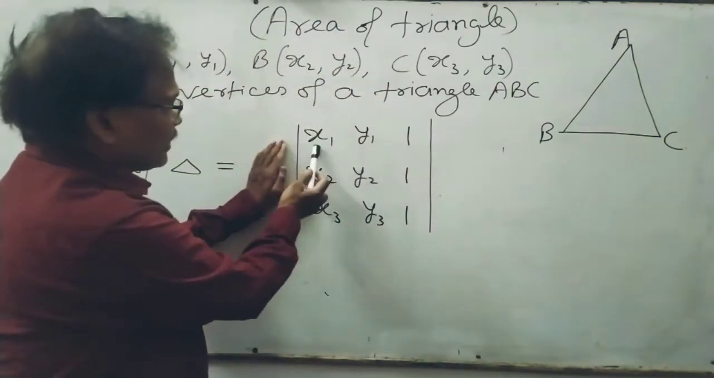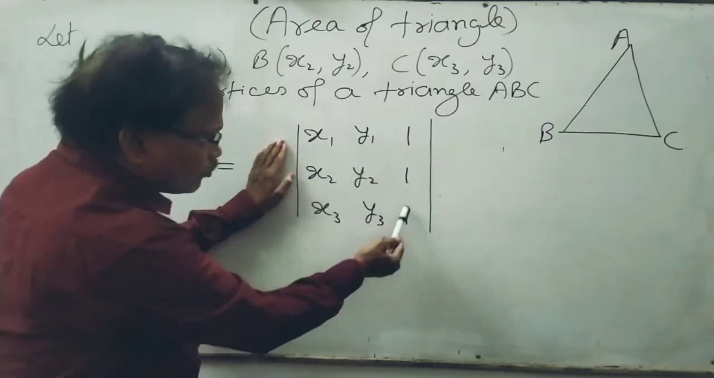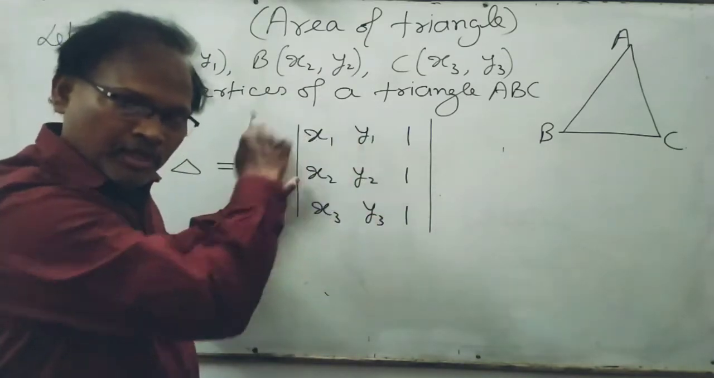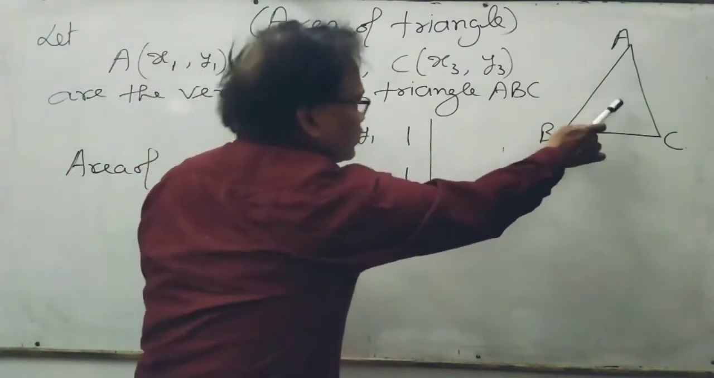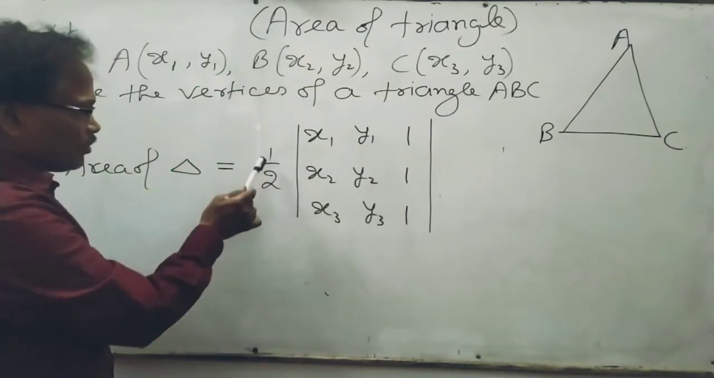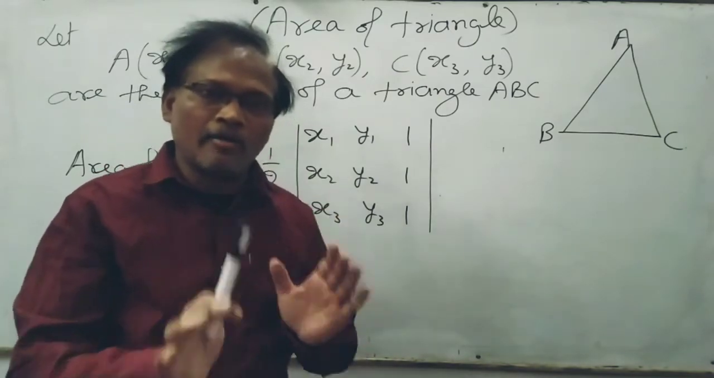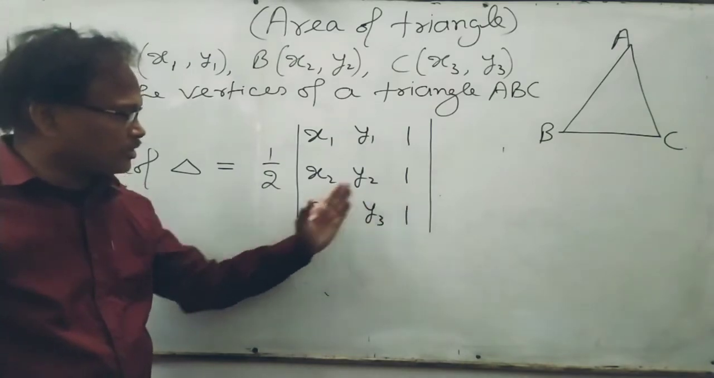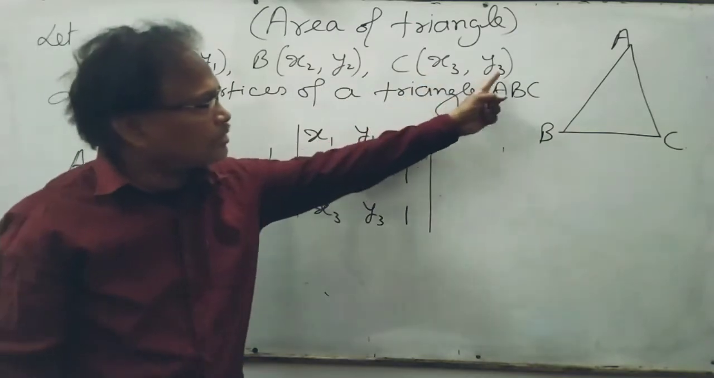In this determinant, you write x1, y1, x2, y2, x3, y3 and the last column as 1, 1, 1. When you expand, you will get double the area of this triangle. It means take 1 by 2, so this will be the area of the triangle ABC. So this is the formula, the determinant having the coordinates x1, y1, x2, y2, x3, y3.